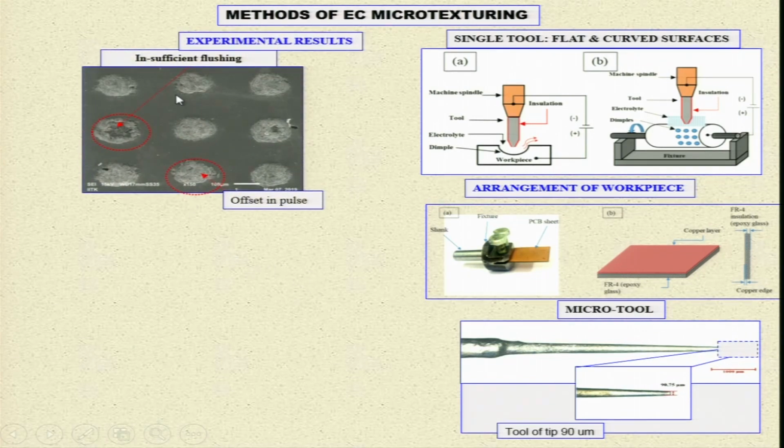Now, you can see flushing, the effect of flushing. These are the micro dimples that have been created, and you can see this is the effect. If there is sufficient or insufficient flushing, then somewhere this kind of surface is achieved. You can see here that uniform machining has not taken place everywhere. At some places it is better, at some places it is very bad, like this, or like this, or like this.